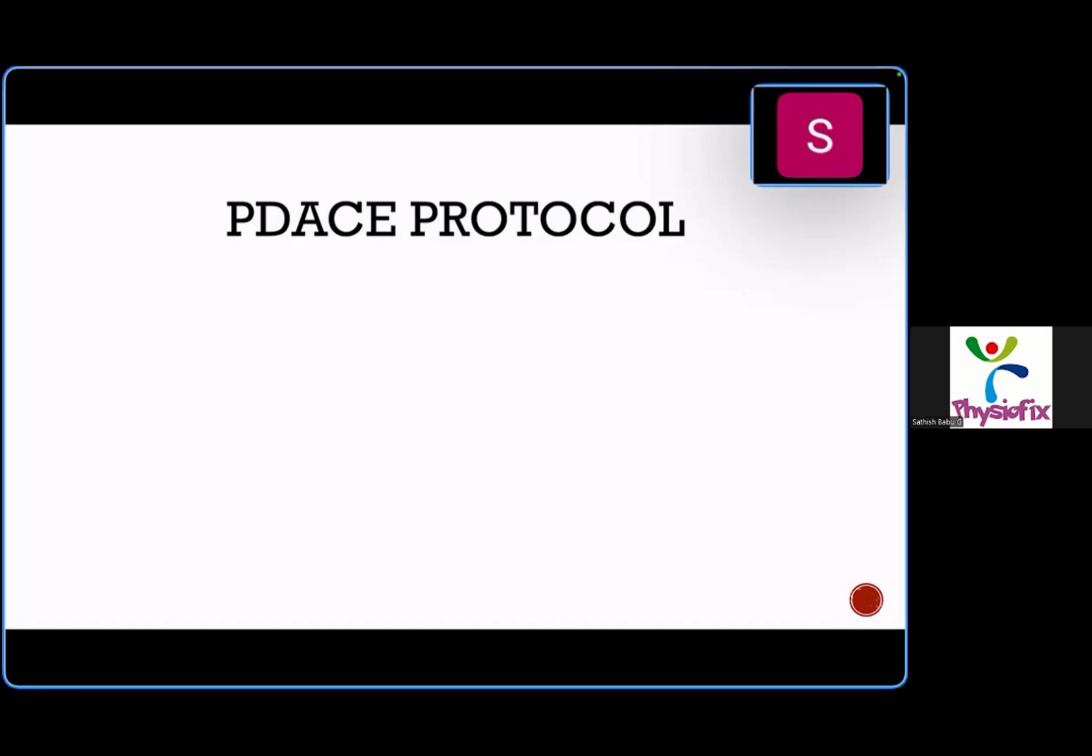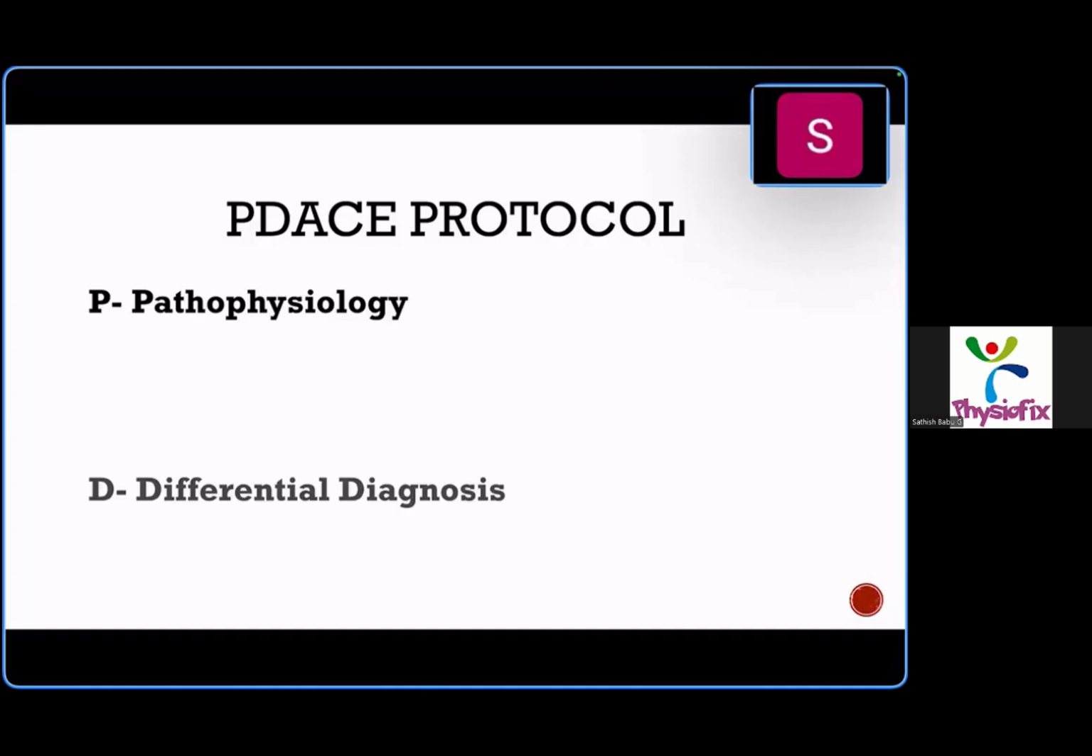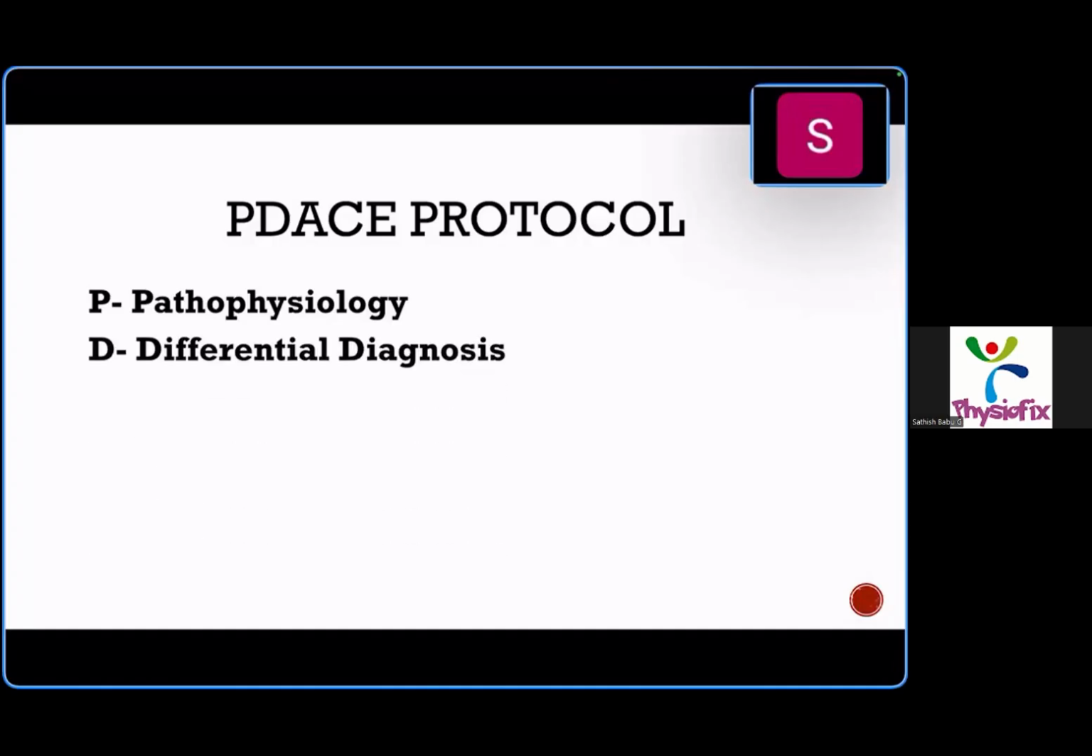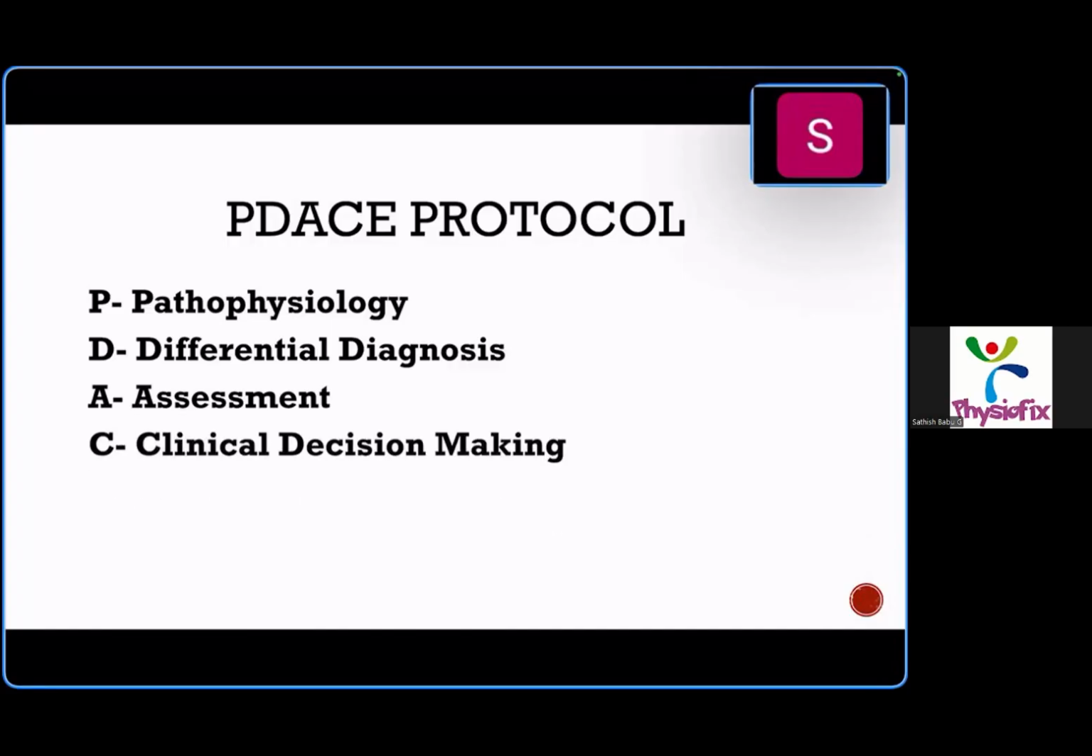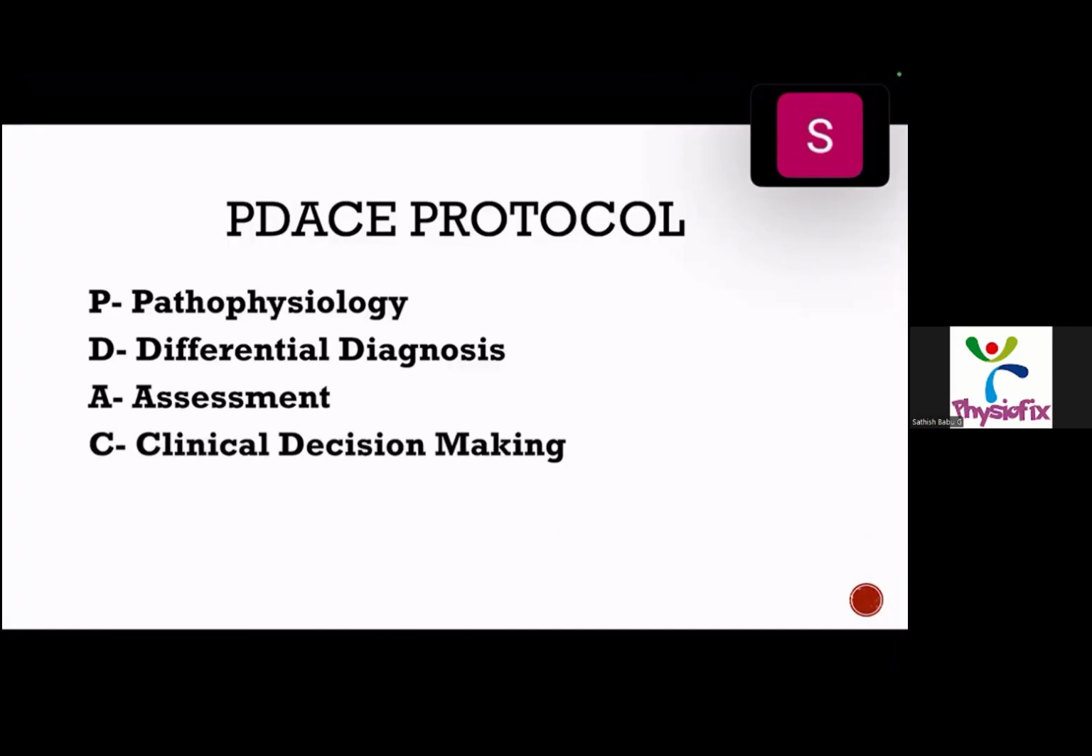So in the PDACE protocol, the P stands for the pathophysiology part of it. D stands for the differential diagnosis part of it. A stands for the assessment. C stands for the clinical decision making. And E stands for execution.